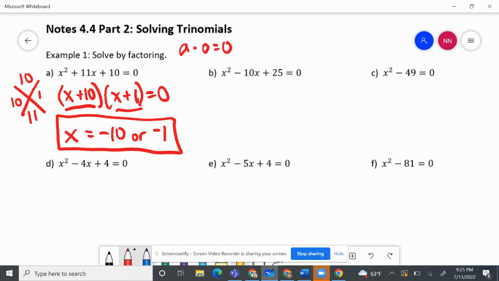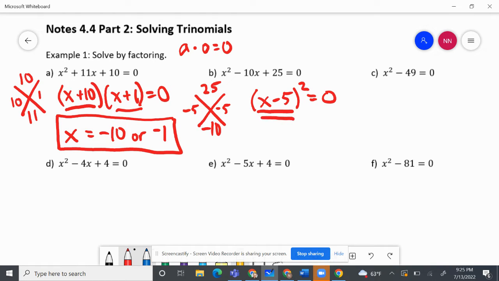So looking at the next one, we're looking for two numbers that multiply together to give us 25 and add up to -10. That would be -5 and -5. This is a square binomial. That would be x minus 5 squared. This one right here, there's only one 0. The only number that makes this 0 is 5. So x is equal to 5. Versus the other ones that we've been looking at, this case it's 1, and the ones that we did the other day, there were 2 and sometimes 3.